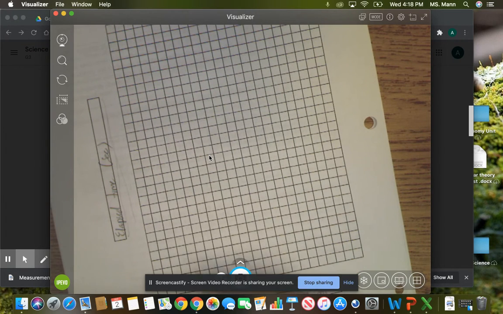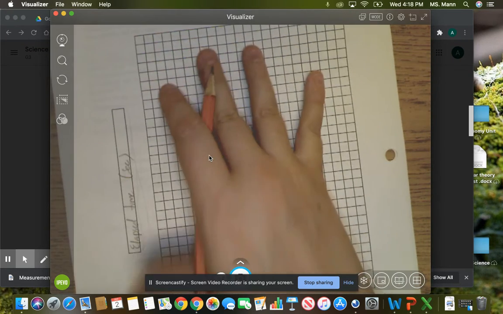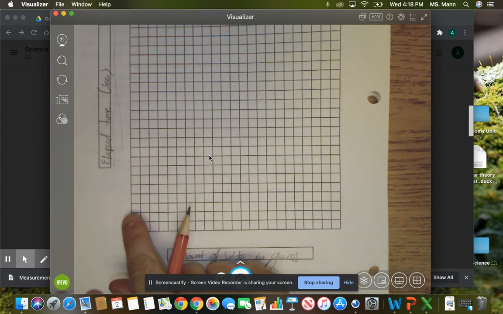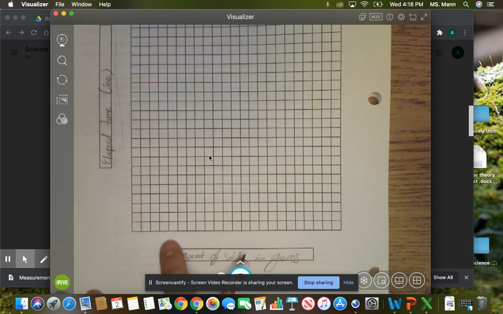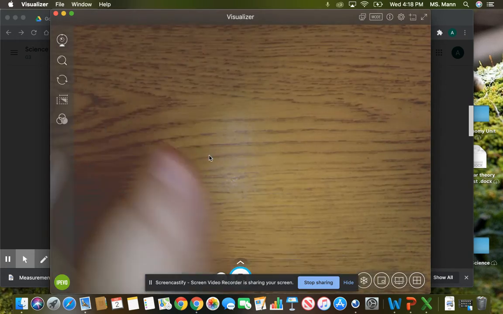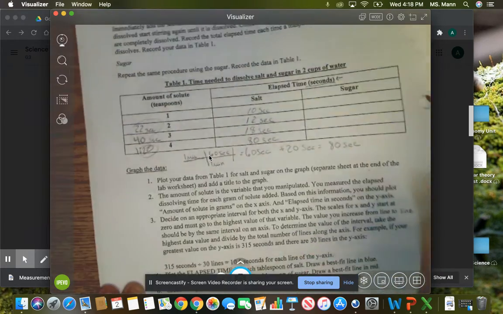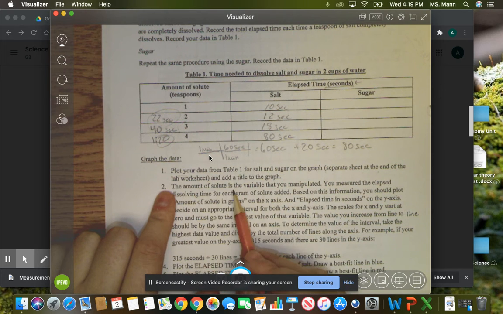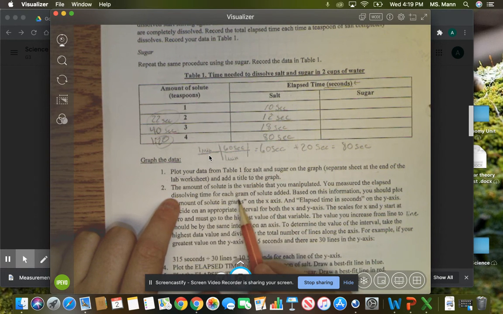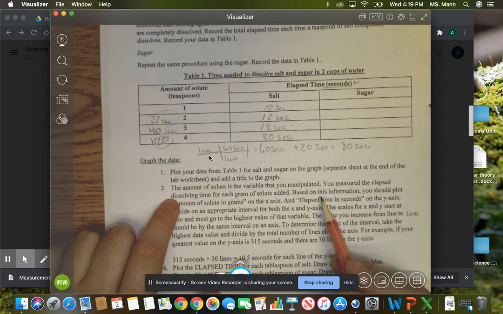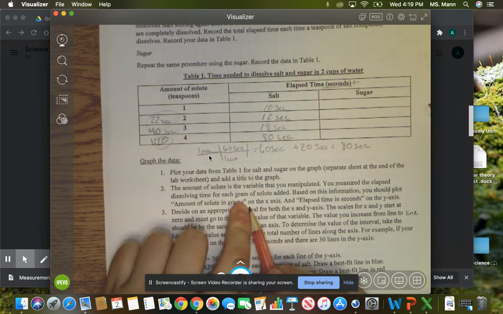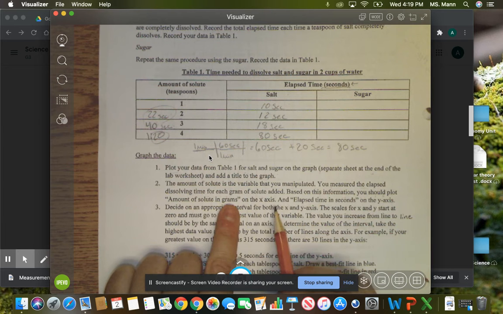So say your total time. All right, so we have our titles. Let's just focus on that right now. We have our titles. Elapsed time on the y-axis, amount of solute in grams on the x-axis. And if you forget, it even tells you in the instructions right here. The amount of solute is a variable that you manipulate. You measure the elapsed dissolving time for each gram of solute added. Based on this information, you should plot amount of solute in grams on the x-axis. So you see how it kind of tells you there? It even gives you a little hint.